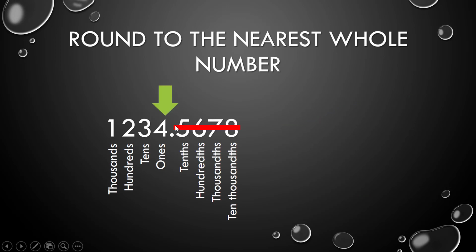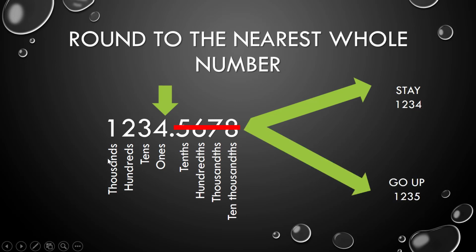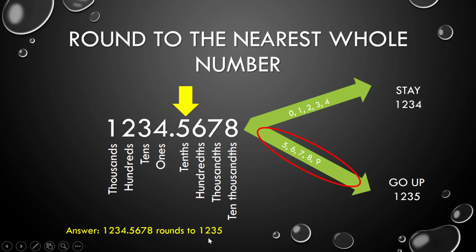Let's now round to the nearest 1, or the nearest whole number. So remember, that means none of those other digits are going to get written in our final answer. So we either are going to keep this at 1234 or it's going to go up to 1235. Those are the only two possible answers if we're rounding to the nearest whole number. So we look at this neighbor here. Hopefully you can see that this neighbor is a 5, so that means that we're going to round up to 1235.